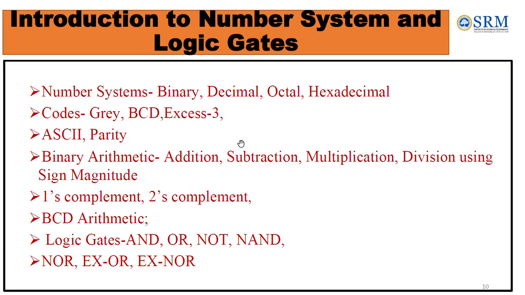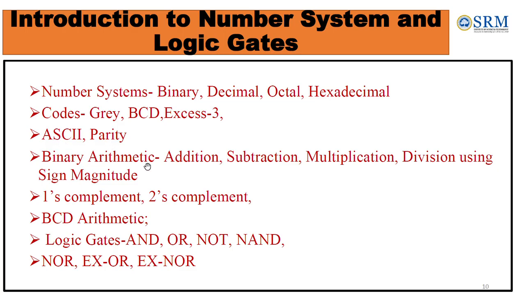So what is the number system? In the number system, there are three types of digital number systems, but basically it's based upon the binary number system. In the binary number system, we have two symbols, 0 and 1. In decimal, we have 0 to 9. In octal, we have 0 to 7, and in hexadecimal 0 to F. There are various codes also: Gray code, binary coded decimal, XS3, ASCII, parity.